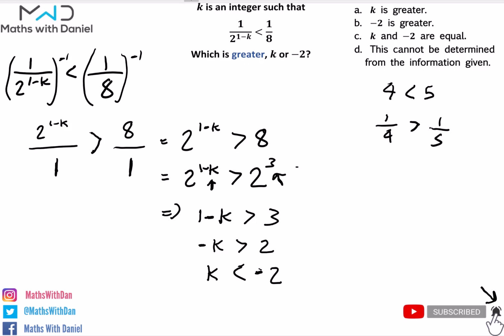So if k is smaller than minus 2 and the question asks us which is greater, it suffices to say that option B is correct. Minus 2 is greater. And you're finished.